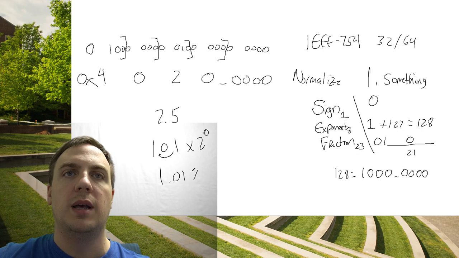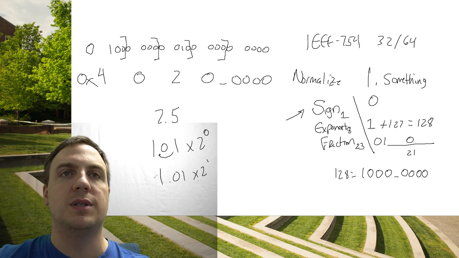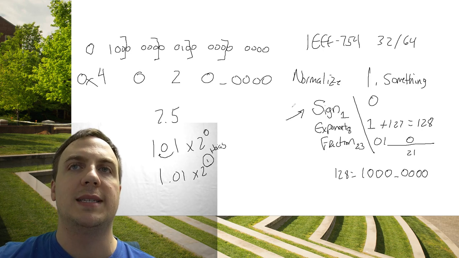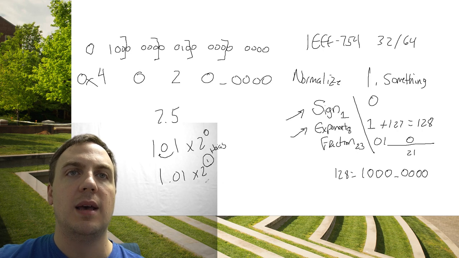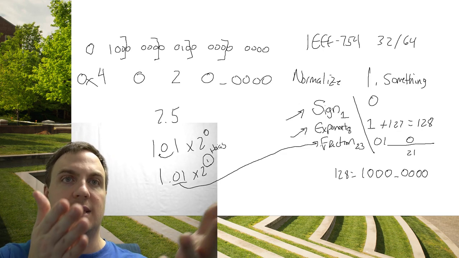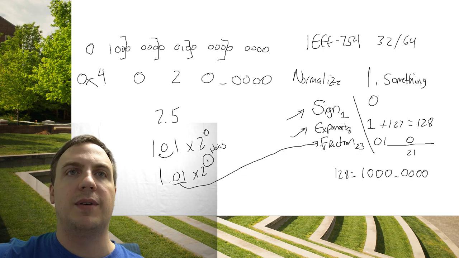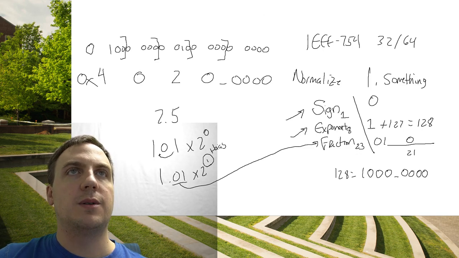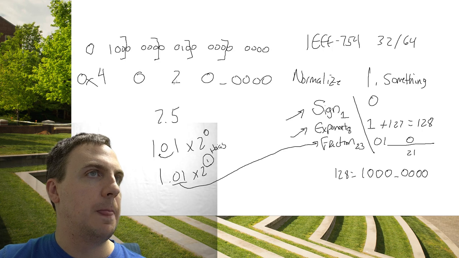We get 1.01 times 2 to the first. When we do that, we log the sign, which is positive, so it's 0. Then we log the exponent. So we take this number here and add in the bias, which for a 32-bit float is 127. That gives us the value 128. And then finally, we take everything to the right of the decimal point, and that becomes our fraction. Remember, if you don't have enough bits inside of here, you just add zeros to the right of it. And so 40200000 is the value 2.5. So let's go back to our lecture and make sure we captured everything here.